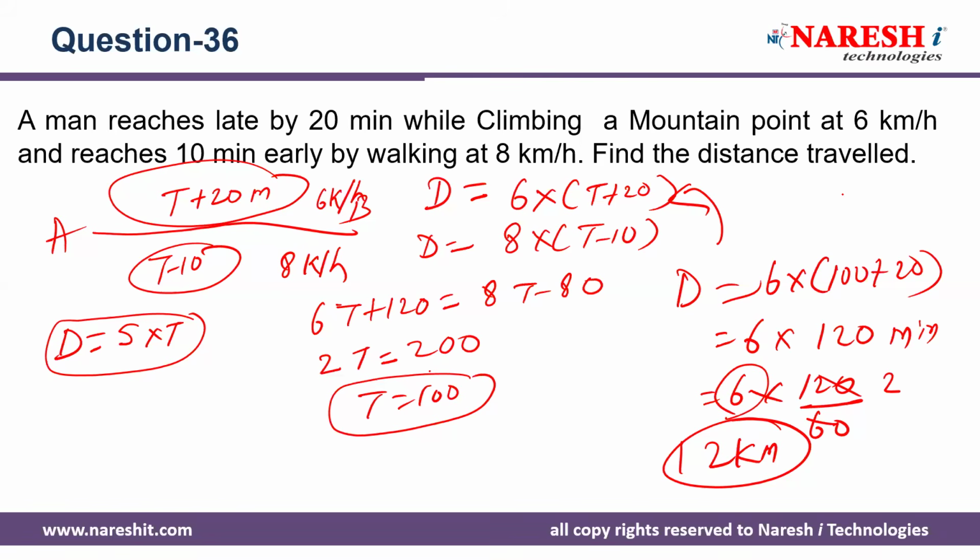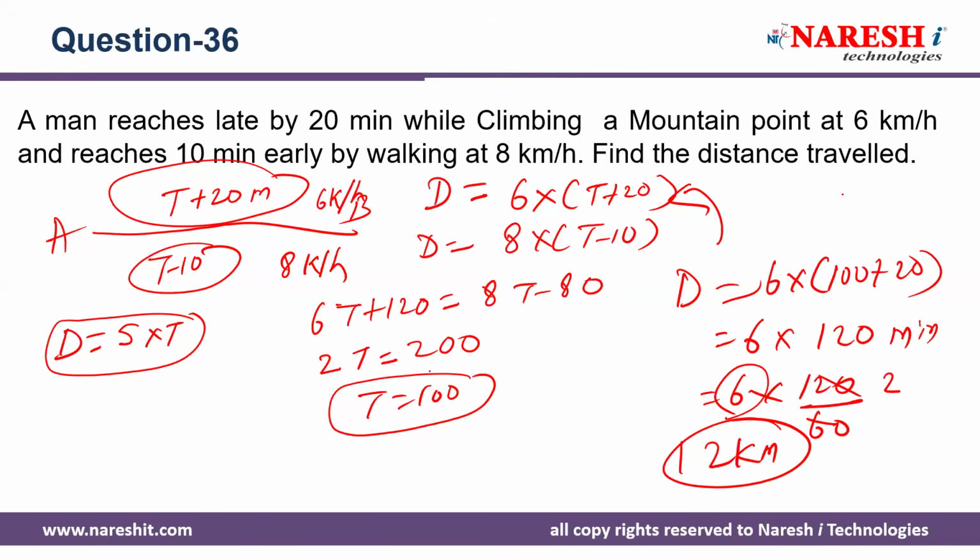First, they told us they're taking 20 minutes extra. So time will be t plus 20. Speed 6, so the distance will become 6 into t plus 20, because distance is speed into time. Second equation, they told time is 10 minutes less: t minus 10, speed 8. So distance is 8 into t minus 10. Both distances are the same, so left hand side is the same, and the right hand side can be equated.